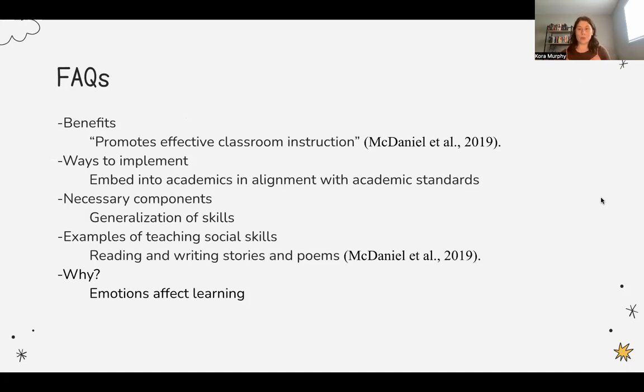And here are some frequently asked questions. What are the benefits of social emotional learning? Well, it promotes effective classroom instruction. How do you implement it? Embed it into academics in alignment with academic standards. Necessary components: we need to generalize those skills, not just teach them, but teach them how to use them in different environments. And examples of teaching social skills: well, reading and writing stories and poems.